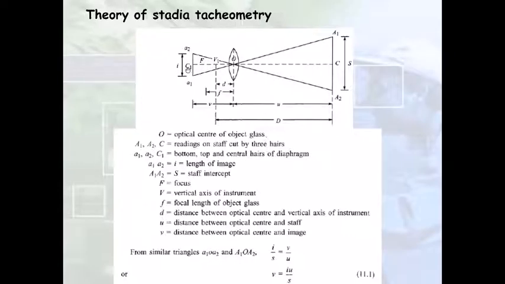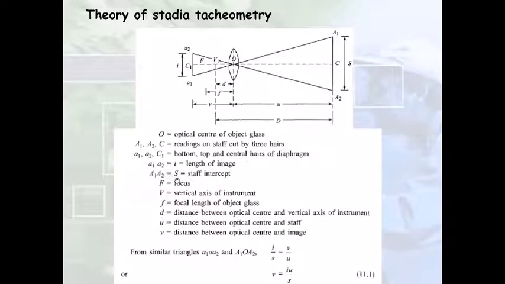Like we discussed, you have the middle hair, which was always there in leveling and theodolite reading, but now we have two additional graduations on the lens, the upper hair and lower hair. So A1 would be the upper hair reading, C would be the middle hair reading, and A2 would be the lower hair reading. The distance A1C is equal to the distance CA2. And A1, A2 is equal to I, which is the length of the image. Your image forms over here, and I is the length of the image.